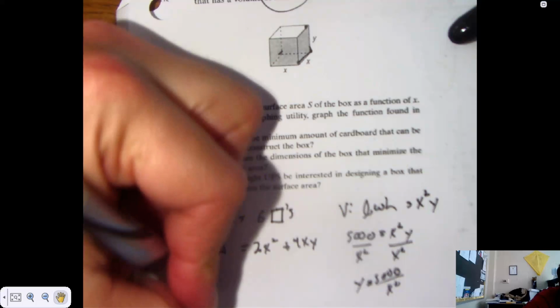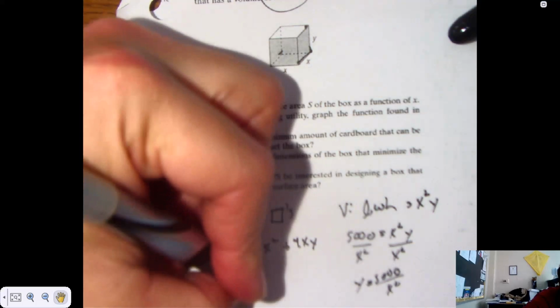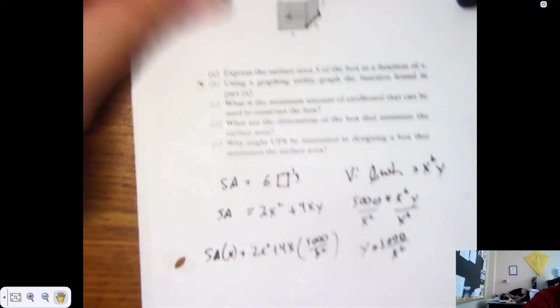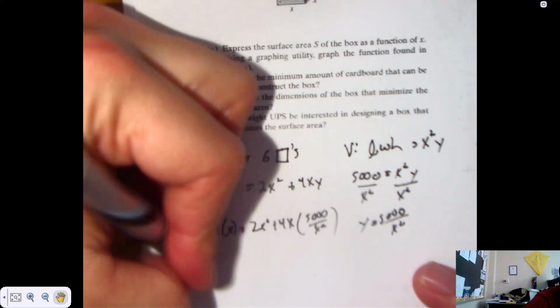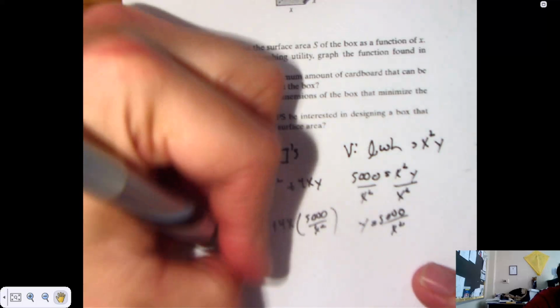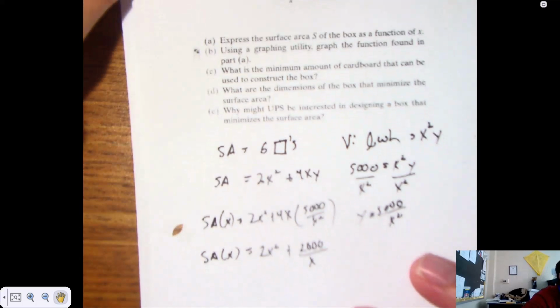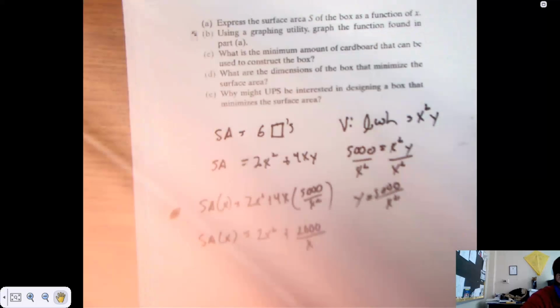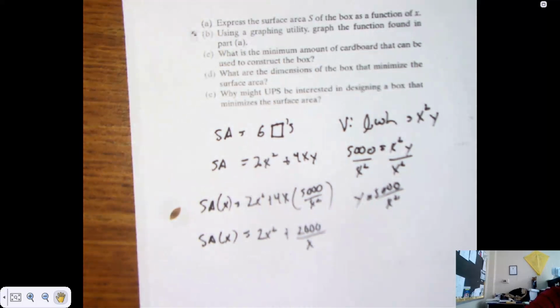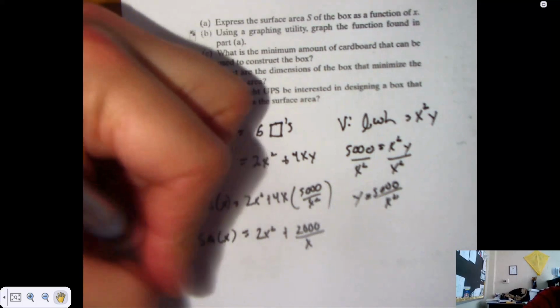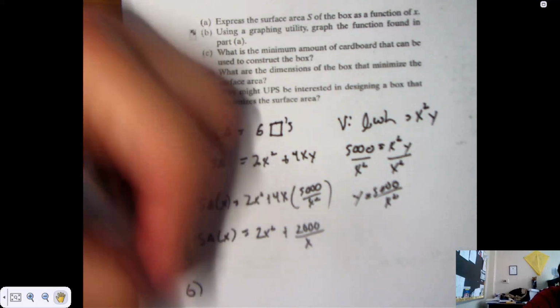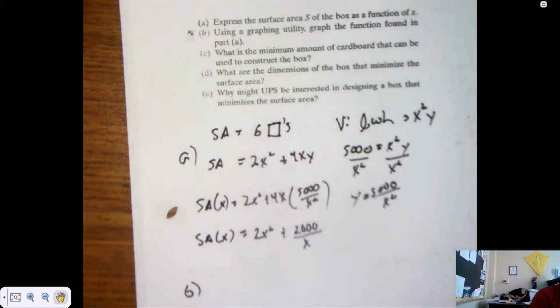So now you have your surface area as a function of x. It's 2x squared plus 4x times 5,000 over x squared. As simple as that one is to clean up, we'll clean it up. That's all we'll do with it. Thankfully, it says use a graphing utility. So that was A. B is done in y equals.